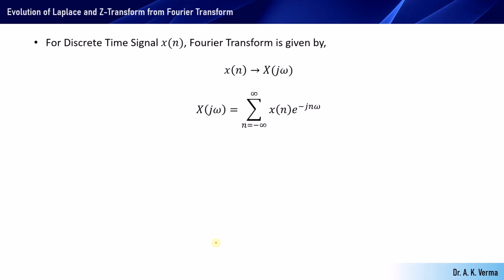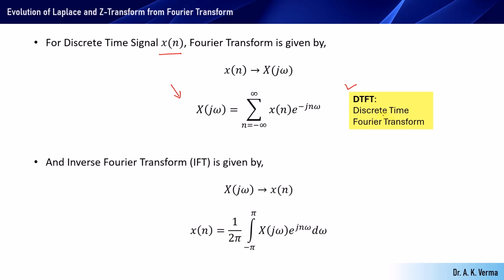And for discrete time signals, let's say x[n], the Fourier transform is given by this equation. X(e^j omega) equals sigma n equals minus infinity to plus infinity x[n] e^(-j n omega). This is known as the DTFT, discrete time Fourier transform. And the inverse exists, and it is obtained by this relation. So you can get your signal x[n] back from X(e^j omega) with this equation.